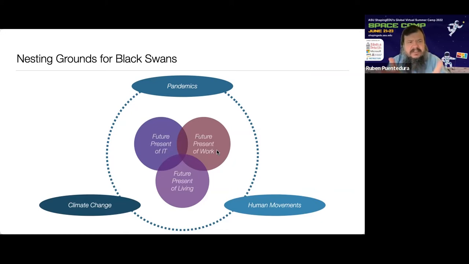All right, so we have 6 of these nesting grounds. 3 of them are in this outer circle. We'll see why the 2 circles, and 3 of them are in the inner circle. In the outside circle, we have climate change, self-explanatory, pandemics. Notice I put that in the plural, not just COVID. I'll come back to that in just a second. And finally, human movements, which is a very general category, but it stretches to cover much more than migrations, refugee movements, etc. In the inner circle, you have 3 items that are designated as the future present of a category.